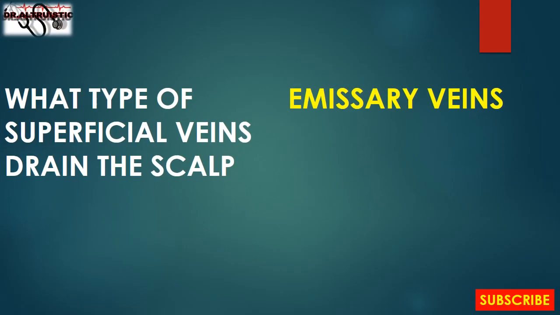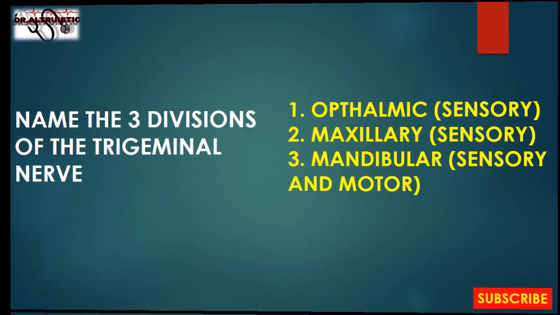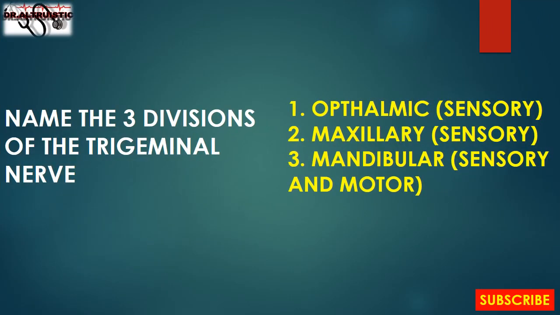What type of superficial veins drain the scalp? Emissary veins. What do the emissary veins communicate with? What complication can this lead to? The dural venous sinuses, possible route for infection. Name the 3 divisions of the trigeminal nerve. 1. Ophthalmic, sensory. 2. Maxillary, sensory. 3. Mandibular, sensory and motor.